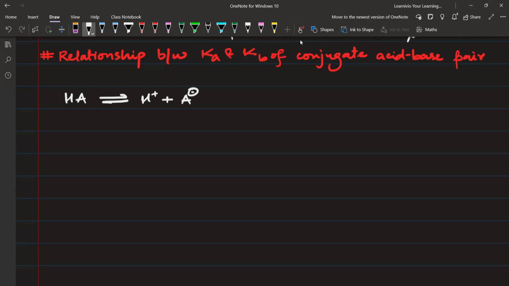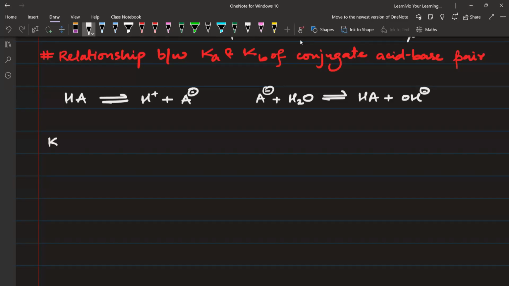A negative उसका conjugate base है. Now when you add A negative in water, then it will form HA and it will give you OH negative, तो ये base इस तरह काम कर रहा है, right? So we have now conjugate acid base pair.